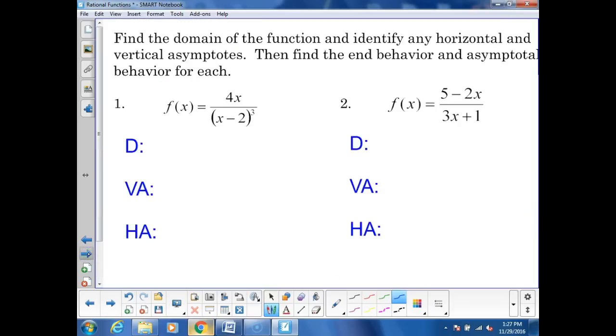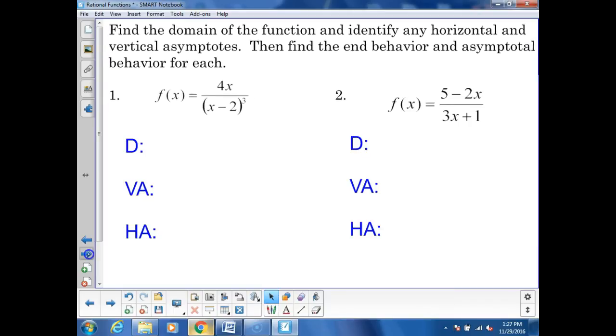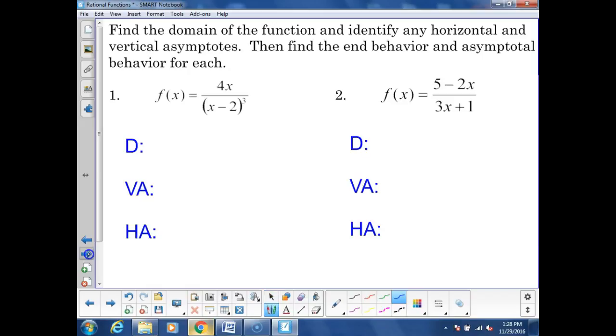Let's dive into one. Find the domain of the function and identify any horizontal or vertical asymptotes, and then do end behavior and asymptotal behavior. Fantastic. We can handle that. Let's do number 1 together. You can do number 2 on your own, and then we'll come back and do it. So, domain of the first one. All real numbers, but what? Can it equal -2? Yeah, it can equal -2. Can it equal +2? No, so just +2.